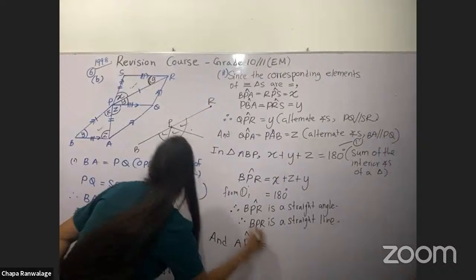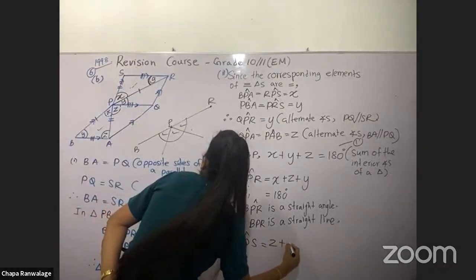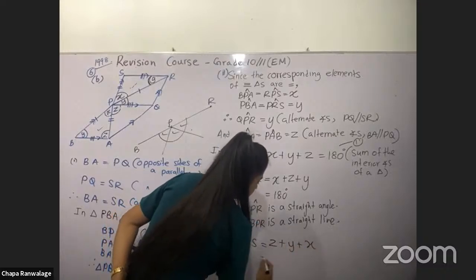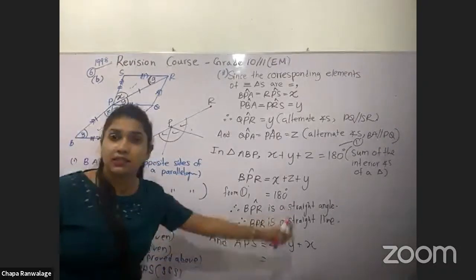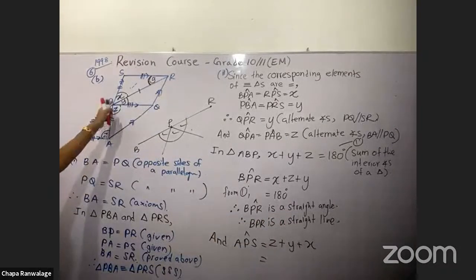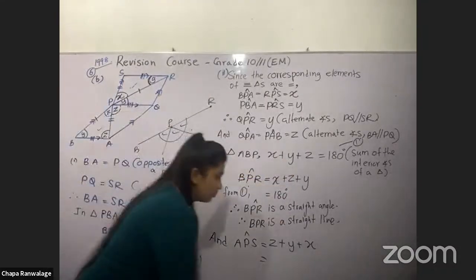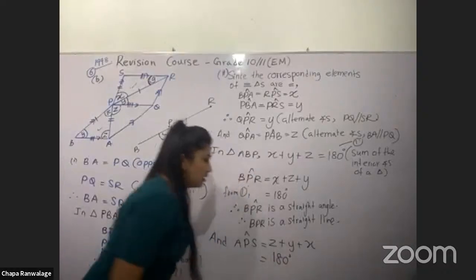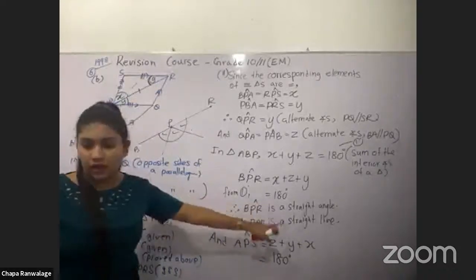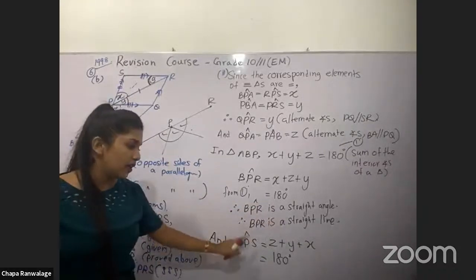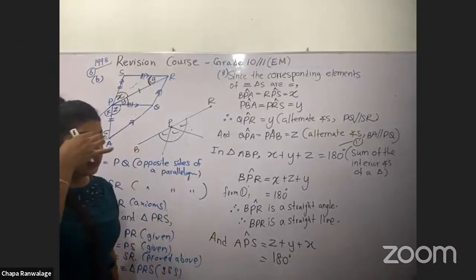APS angle. APS is Z plus Y plus X. Z plus Y plus X equals the same as 180. Sorry, the vertically opposite came up there. 180. Therefore, APS is a straight angle. So, SPA is a straight line.